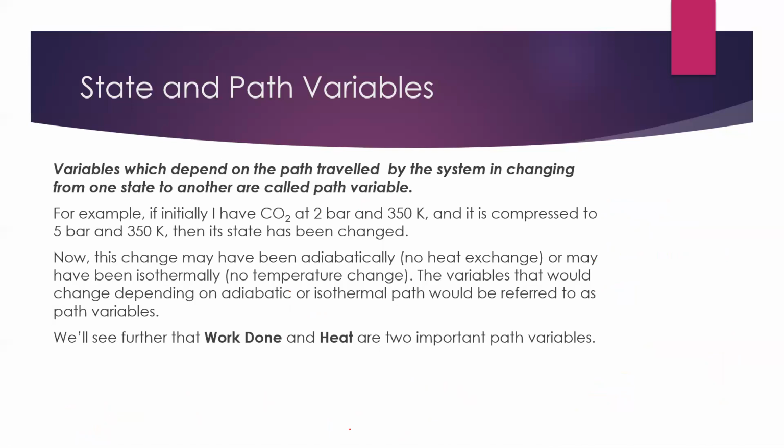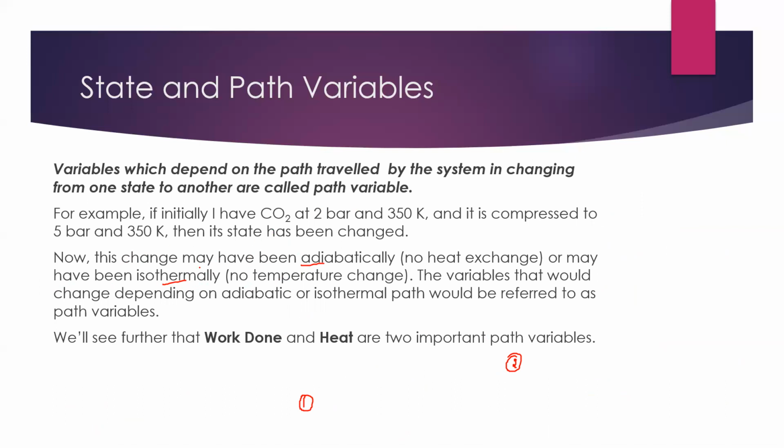Now we come to path variables. State variables basically tell you about the state of the system. Path variables do not really depend on the state. Instead, they are more importantly dependent on the path. They depend on the paths traveled by the system. For example, let's say this is my initial state and this is my final state. I'll not go into this information because you don't know what adiabatic or isothermal processes are, so I'll not give you all this information for now.